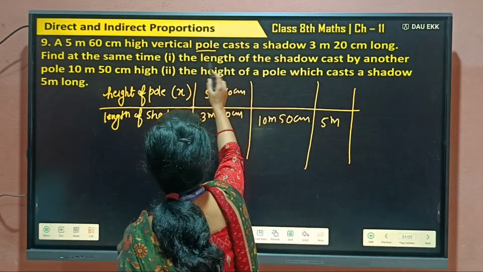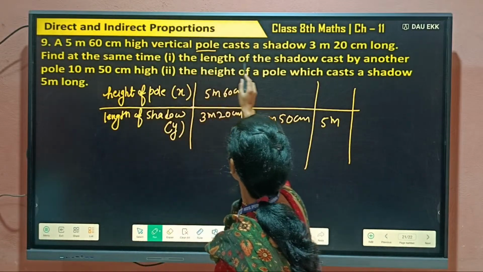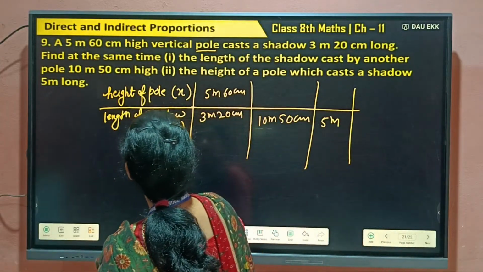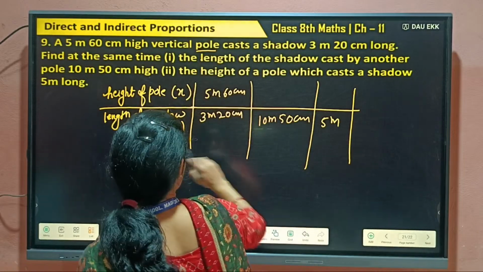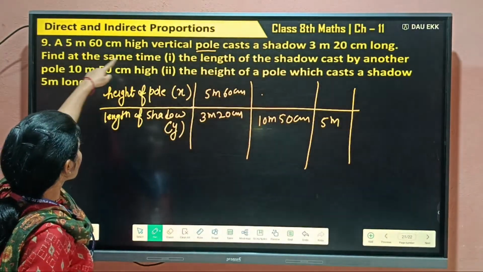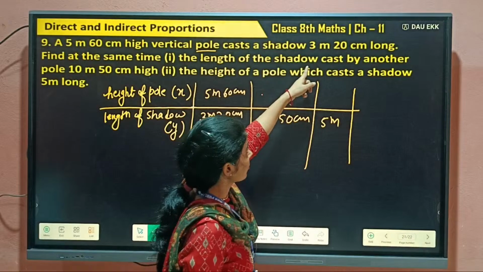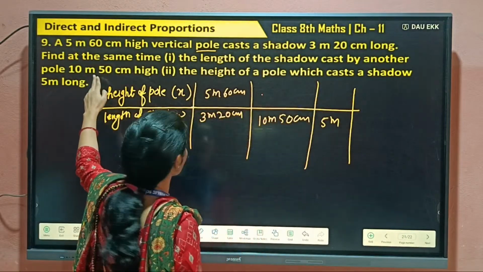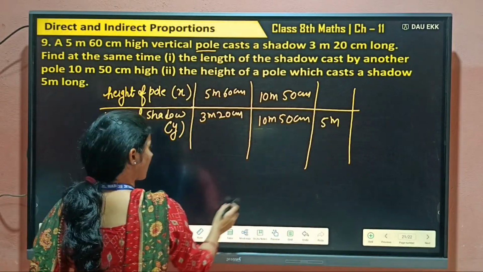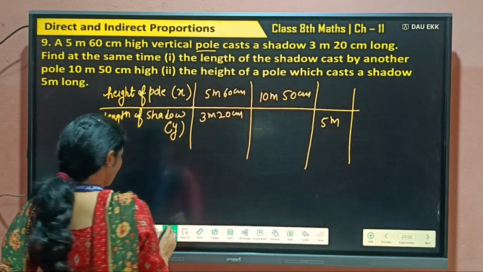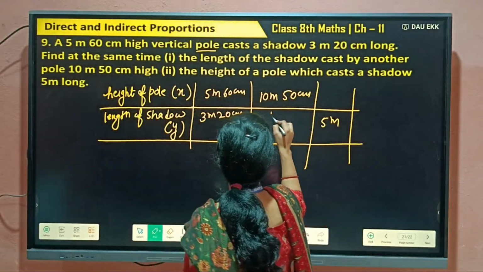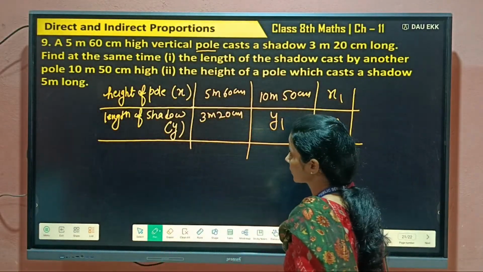Again see this part. At the same time, find the length of the shadow cast by another pole 10 meter 50 centimeter high. This is the length of the pole. We need to find out the length of the shadow. Okay, let us write, this is y1 and this is x1.